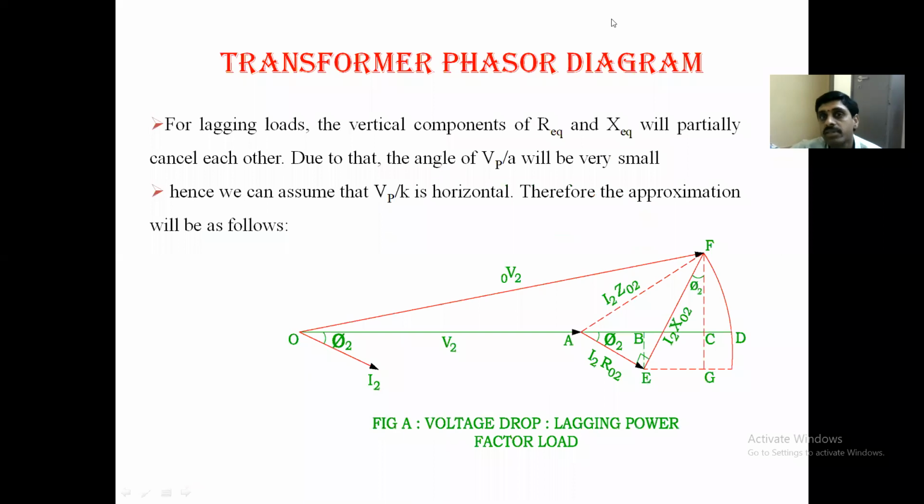Okay, now the time is just 2 minutes. I will finish the lagging power factor load, go to the leading power factor load, and we will discuss very important points in the voltage regulation. Please join me immediately when this ends abruptly.